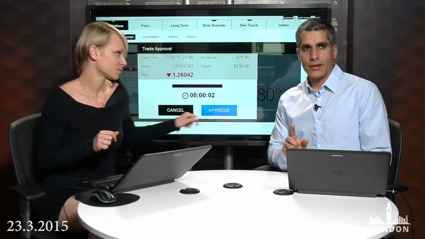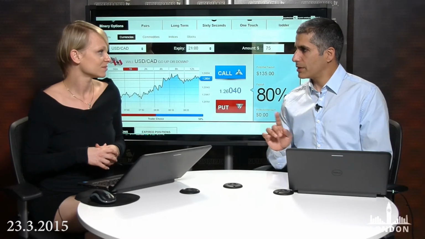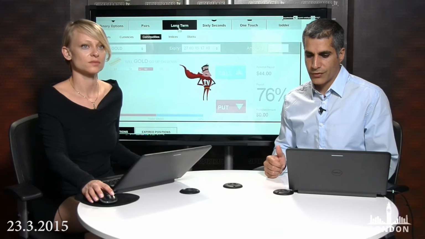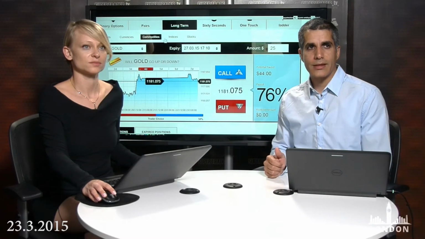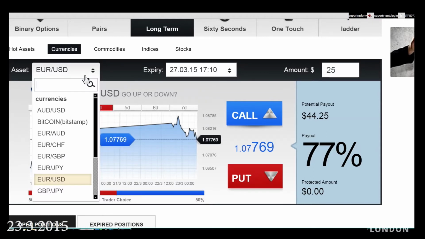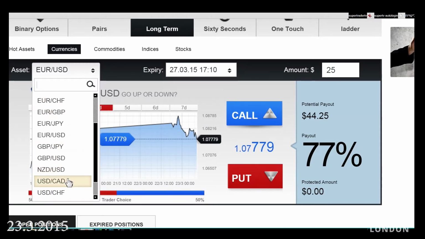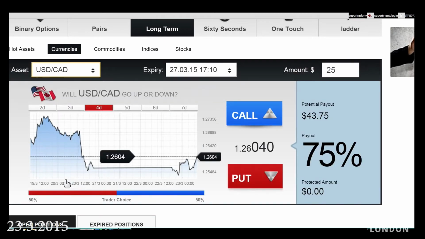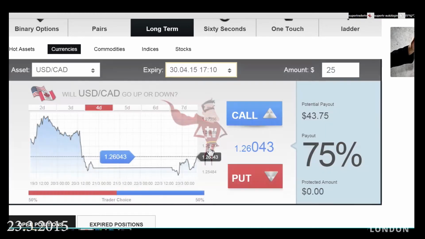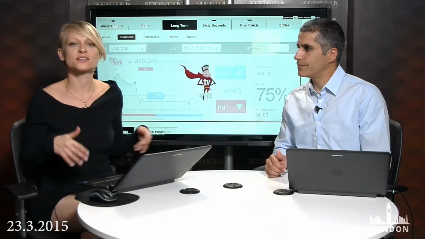Now we have another opportunity. Of course, long term, I'm going to increase my exposure in favor of the Canadian dollar. And let's take a look at the US dollar expiry versus the Canadian dollar as well. Okay, so again, I prefer somewhere around April. Let's see. April 30 of April would be perfect. Yes. Okay, so this is a long-term product.